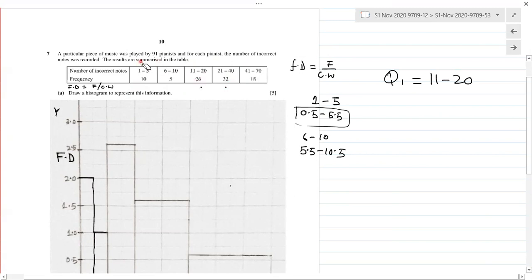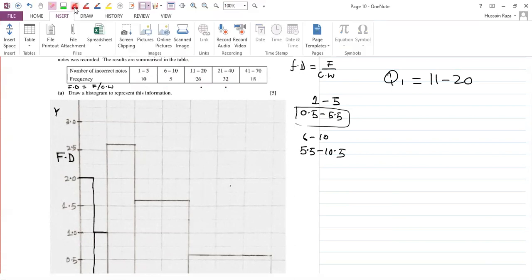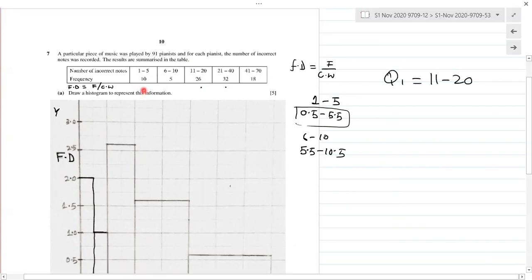If I can clear this all up, since we already have done this. So where are we getting this value as the 69th value? So we have 10 plus 5 plus 26, that's 41, plus 32, that's 73. So that means our Q3, which is the 69th value, and this was the 23rd value, falls in this range. The 69th value falls in the range of 21 to 40.